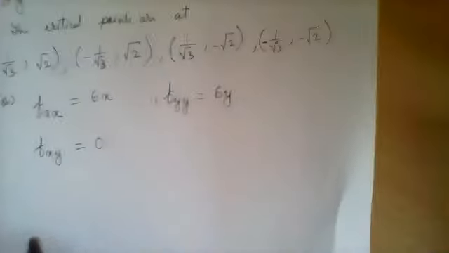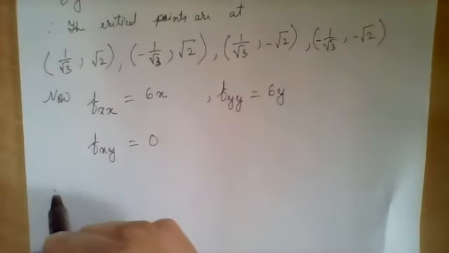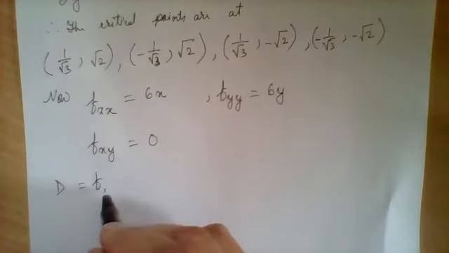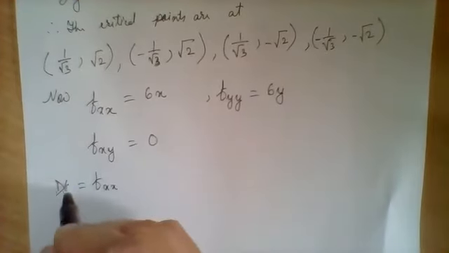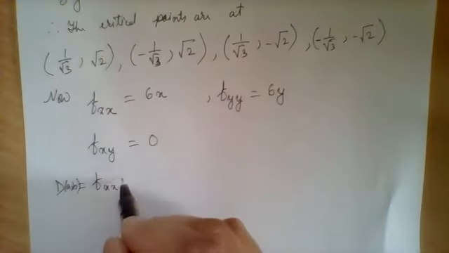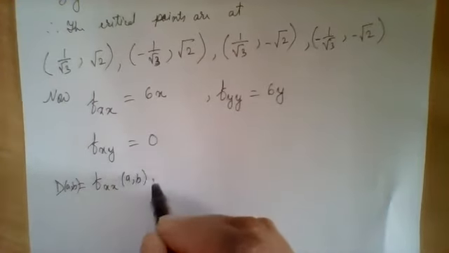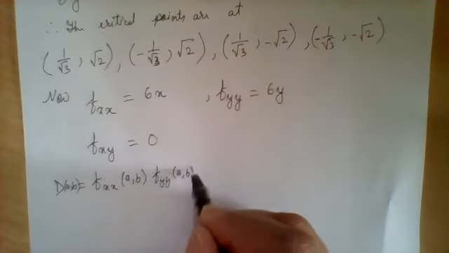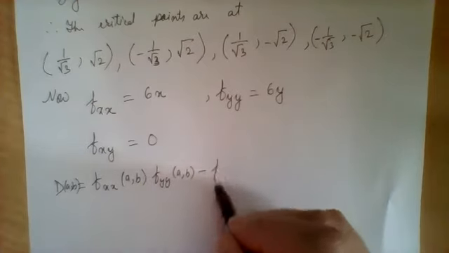Therefore, the D formula, as already defined, is D equal to fxx calculated at (a, b), times fyy calculated at (a, b), minus fxy whole square calculated at (a, b).